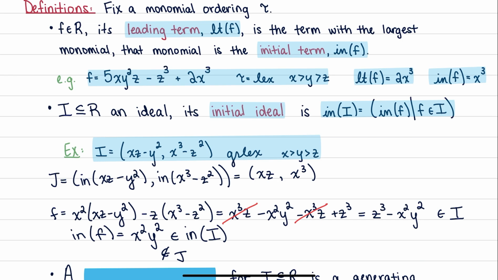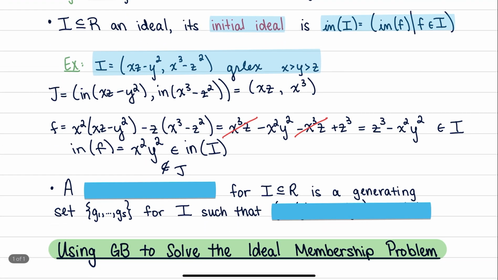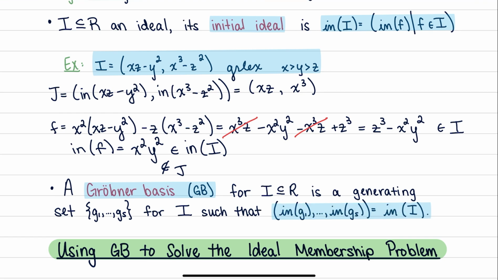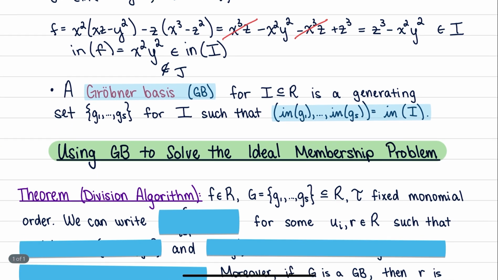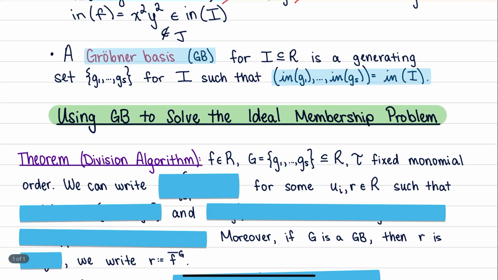So that leads us to our titular Gröbner basis. A Gröbner basis for an ideal is a generating set for I that does what we hope that it would do. Its initial terms do indeed generate the initial ideal of I. So now that we know what a Gröbner basis is, we're going to be able to use it to solve this ideal membership problem. And in order to do that, we're going to need this theorem called the division algorithm.